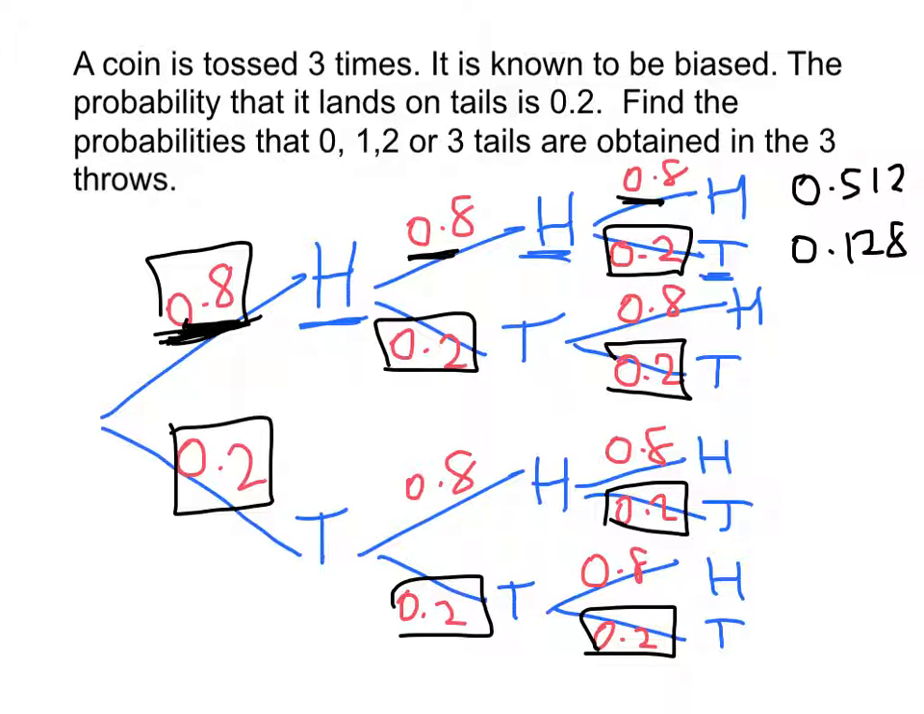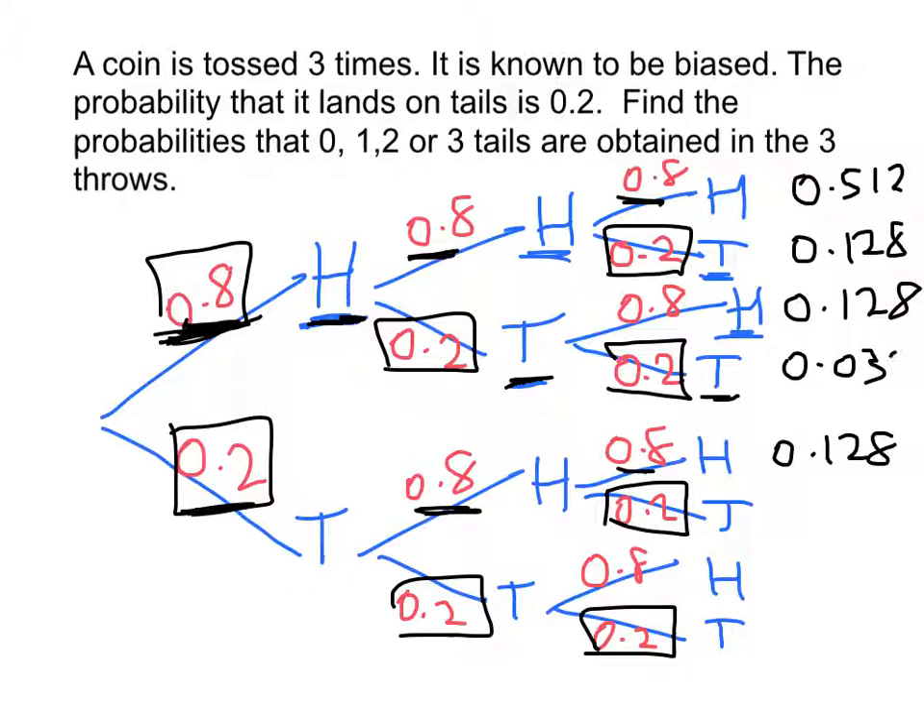I can see that coming up again down here, where I've got an H, a T, and then an H, so that next one there is also going to be 0.128. Okay, and then again down here, I've got 0.2, 0.8, and 0.8, so that's 0.128. Right, going backwards to one head and two tails, what's that probability going to be? Well, 0.8 times 0.2 times 0.2. So that's very little, so that's just 0.032.